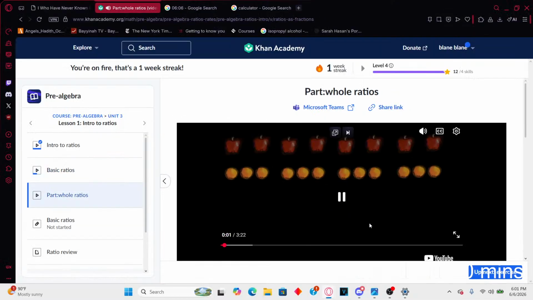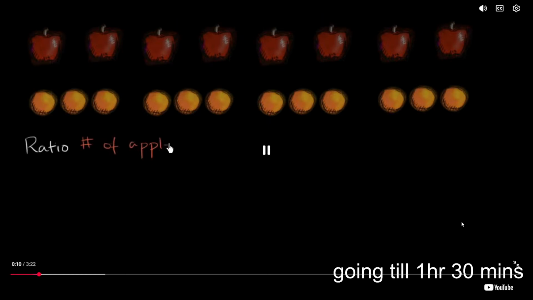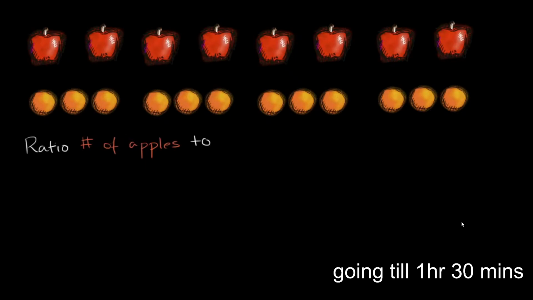Let's think about another scenario involving ratios. In this case, let's think about the ratio of the number of apples, instead of taking the ratio of the number of apples to the number of oranges, to the number of fruit. The number of fruit that we have over here. And I encourage you to pause the video and think about that on your own.